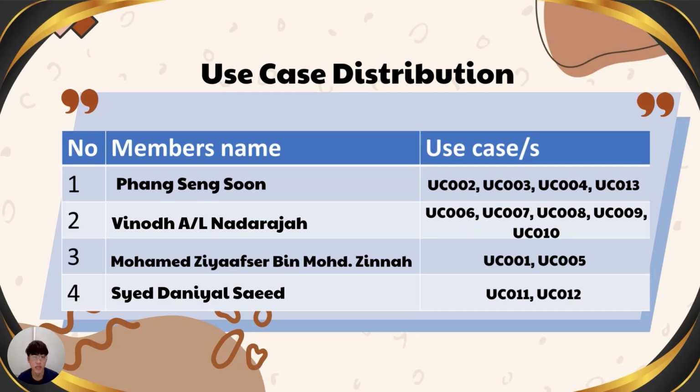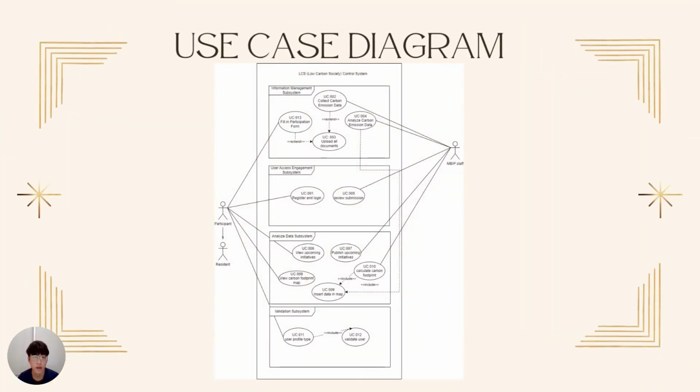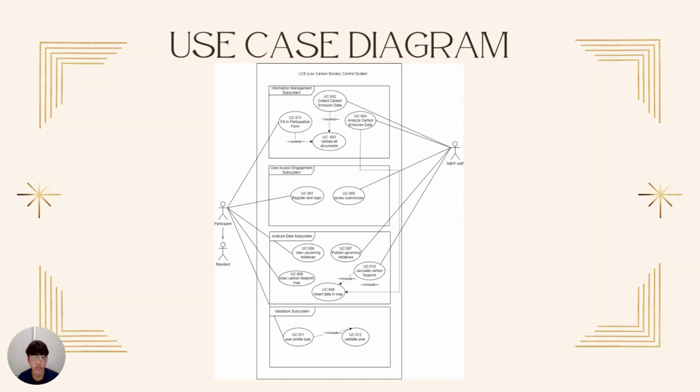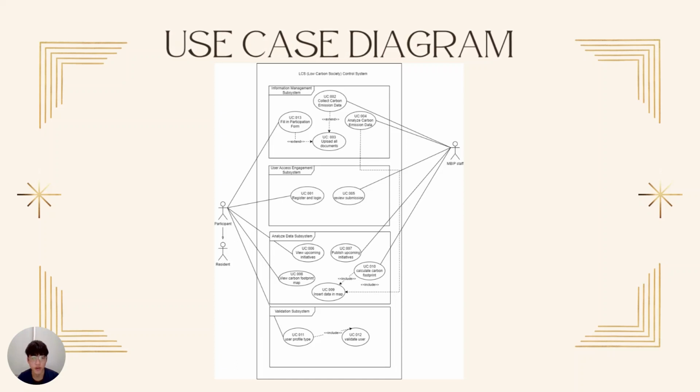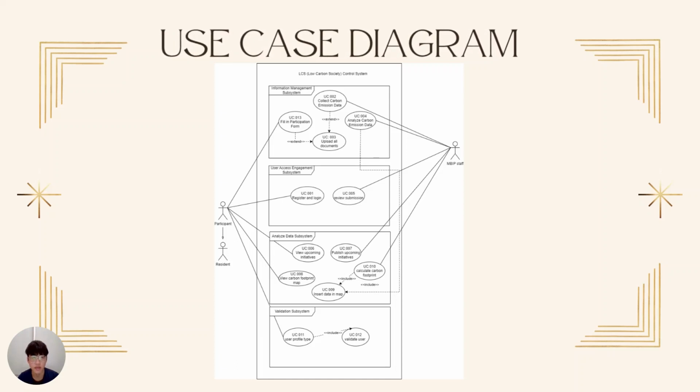For the use case distribution here, I'm going to be in charge of UC002, UC003, UC004, and UC013, which is referring to the information management subsystem, the first subsystem inside the LCS control system.